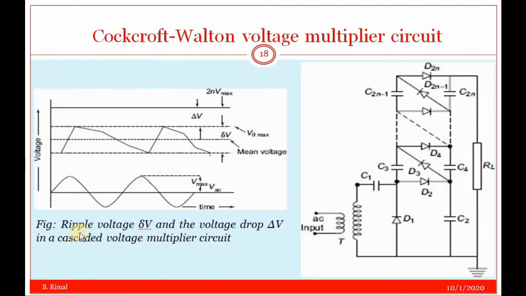Okay, in this figure you can see the ripple voltage and the voltage drop in cascade voltage multiplier circuit. Del V is the ripple voltage, and this is the input voltage waveform, and this is the output voltage waveform. This is 2n times the Vmax, or 2n times the input voltage. This can be shown in this graph.